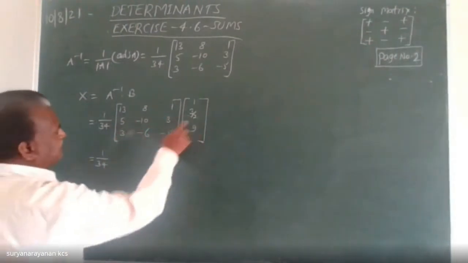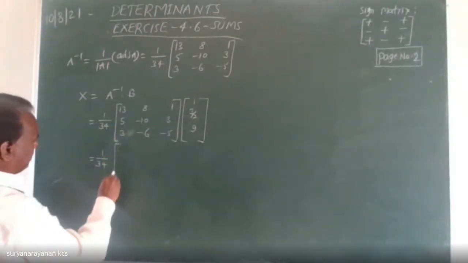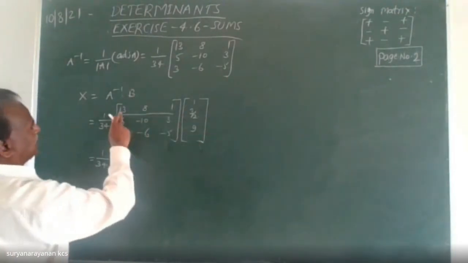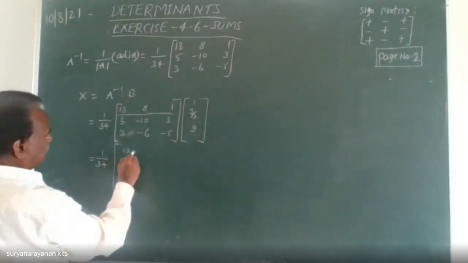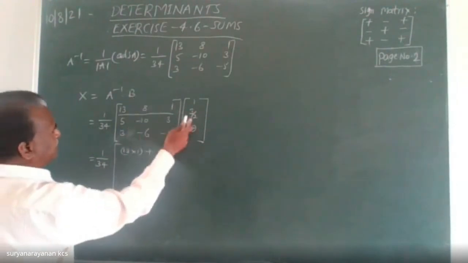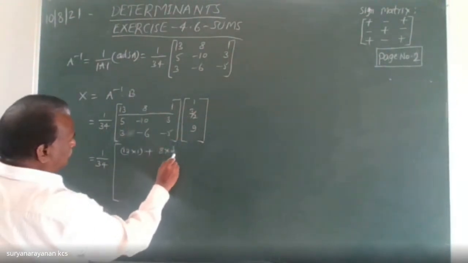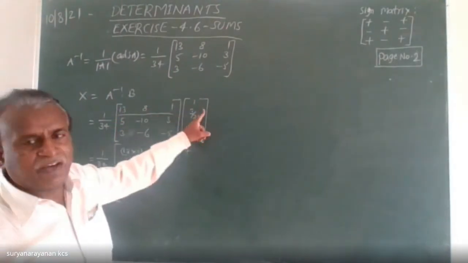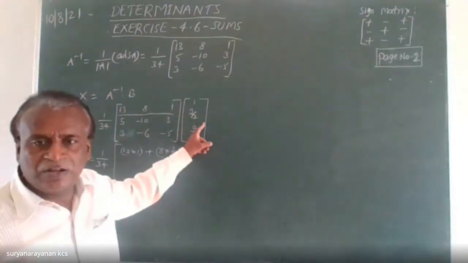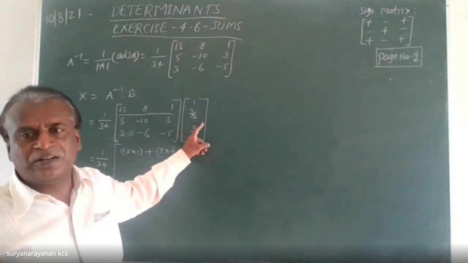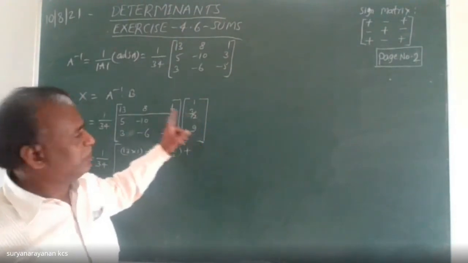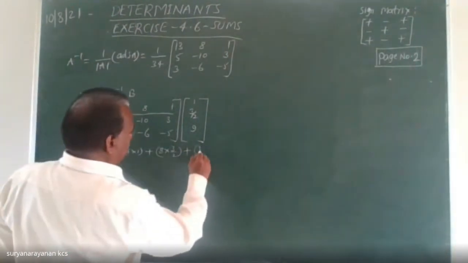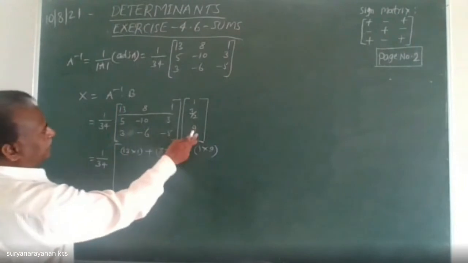Multiply these two matrices. First row, here only one column. 13 into 1 plus 8 into 3 by 2. Don't be confused here, my children. First element, we take first element. Second element means we take second element only. Don't take first element or third element. We take corresponding elements to multiply: 1 into 9. Third element.